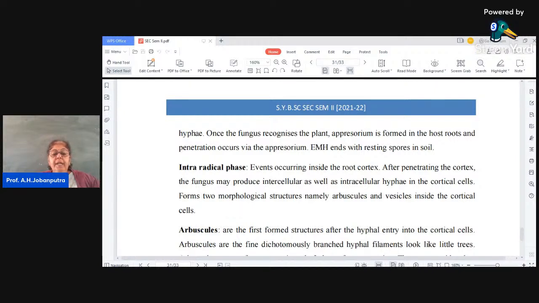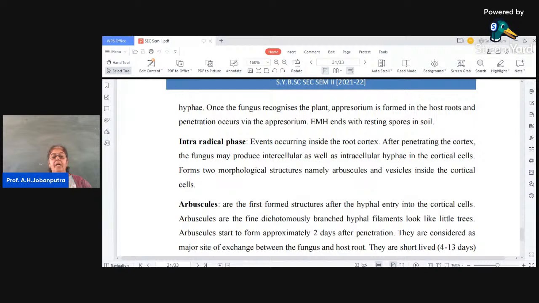Then the intra-radical phase, events of intra-radical phase occur inside the root cortex. हे सगळं soil part मध्ये होतं, एक्स्ट्रामॅट्रिकल आणि इंट्रारेडिकल कॉर्टिकल रिजन मध्ये होतं. तिथे मग इंट्रासेल्युलर आणि इंटरसेल्युलर हायफी स्प्रेड होतात. आर्बस्कल्स छोटे छोटे तयार करतात, वेसिकल्स तयार करतात, म्हणून आपण त्याला आर्बस्क्युलर मायकोरायझा असं म्हणत असतो.